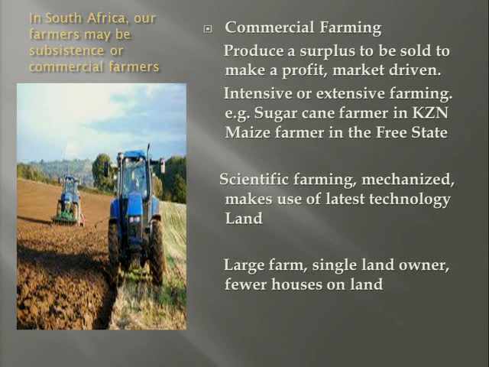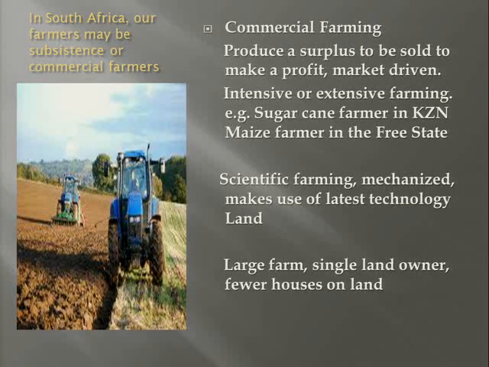What is commercial farming? It says that they produce surplus to be sold to make profit. This method of farming is market driven. It can either be intensive or extensive. Remember, intensive, we said there's little profit that is being made, or it can be extensive. All right, fine. And then they can use scientific farming methods. They are mechanized. They make use of the latest technology in the land.